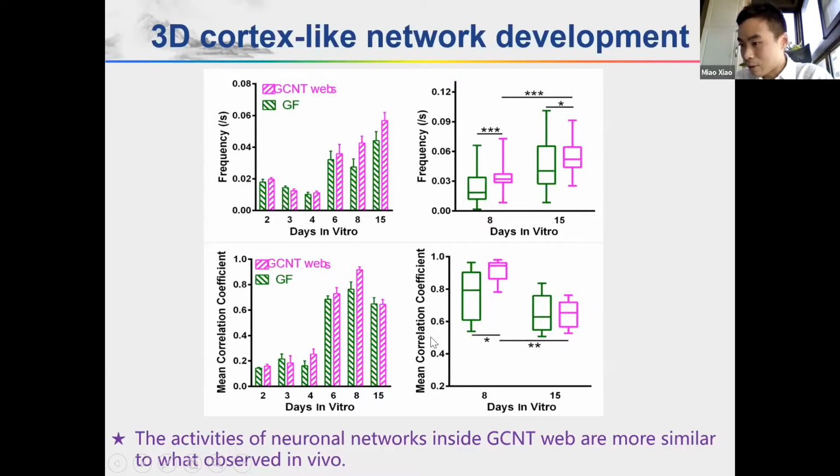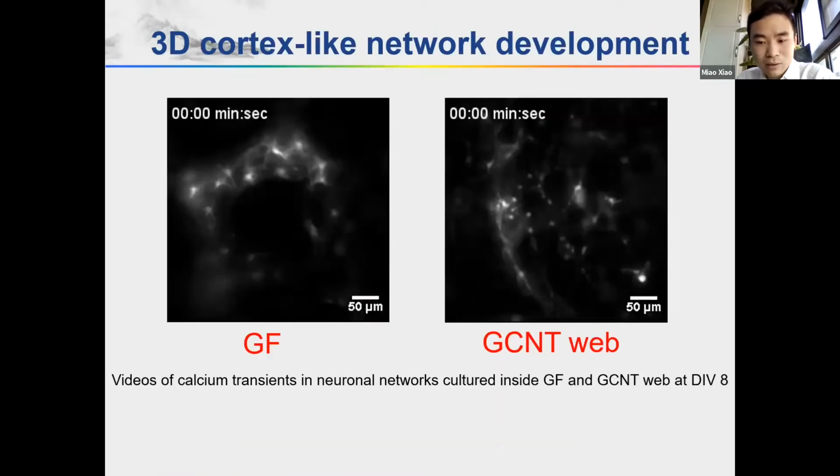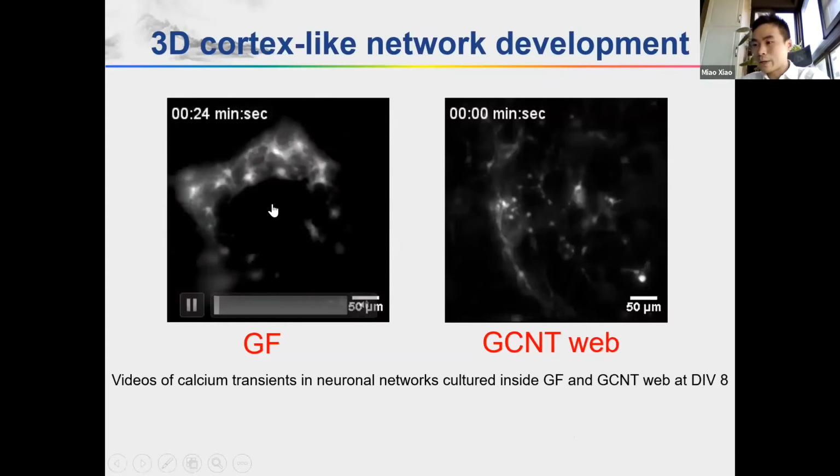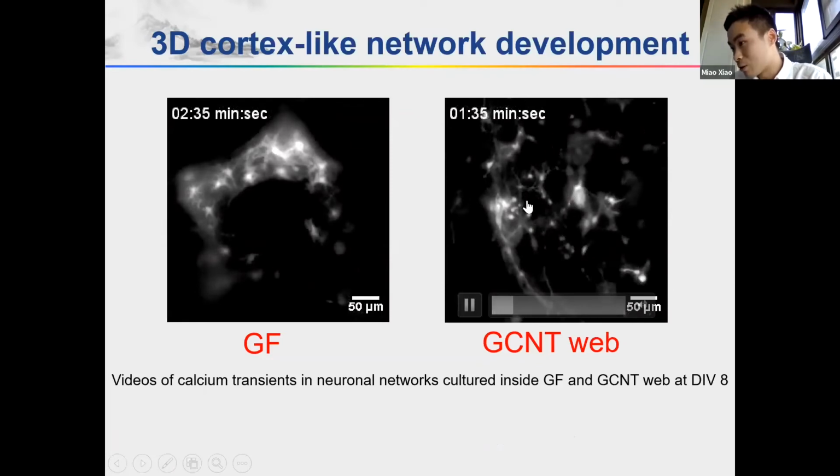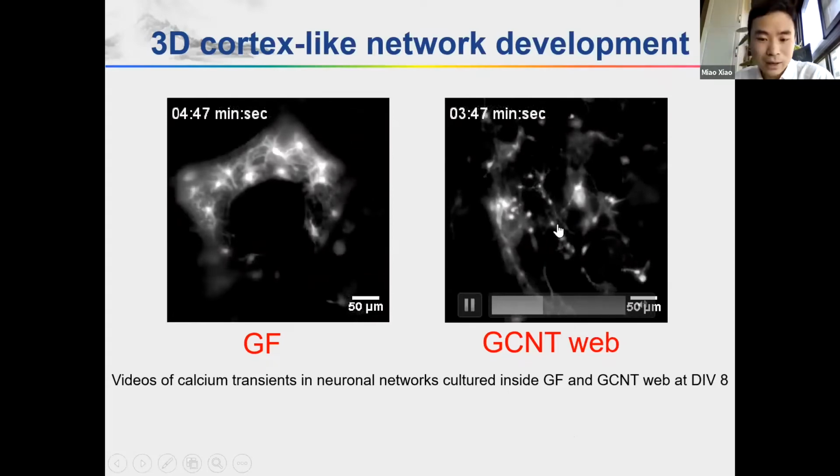And then from the mean cross correlation coefficient, we can see that at 8 days, the synchronism on the GCNT web is much higher than on the graphene foam. Which means that in our GCNT web, we have a really denser neural network, and also we can observe higher synchronism of the neural network activity. Here we can have a comparison of the calcium imaging. On the left is the GCNT web. The neural network has a higher frequency and a higher synchronism of the activity. Here we can see the difference.